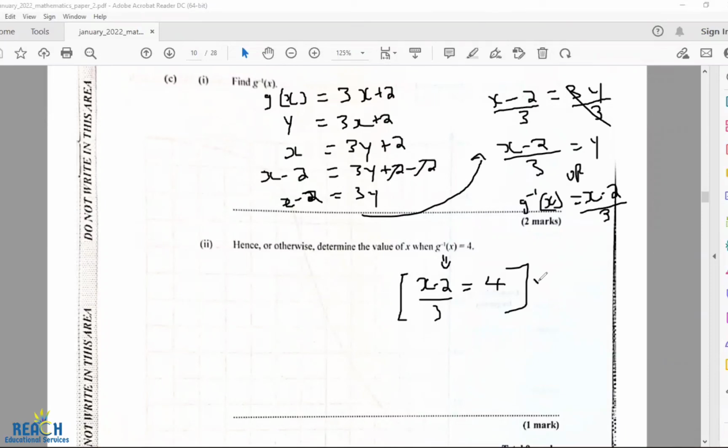So I need to multiply both sides by the value of 3. So I'm going to get x minus 2 equals 4 times 3, which is 12. I need to get rid of the negative 2 to make it 0. So I need to do the opposite of that, which is basically positive 2. In other words, adding 2 on both sides. So now x is equal to 14.